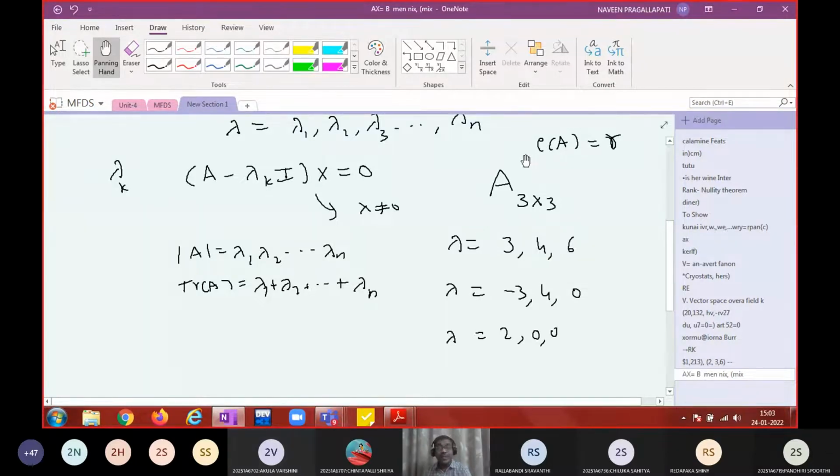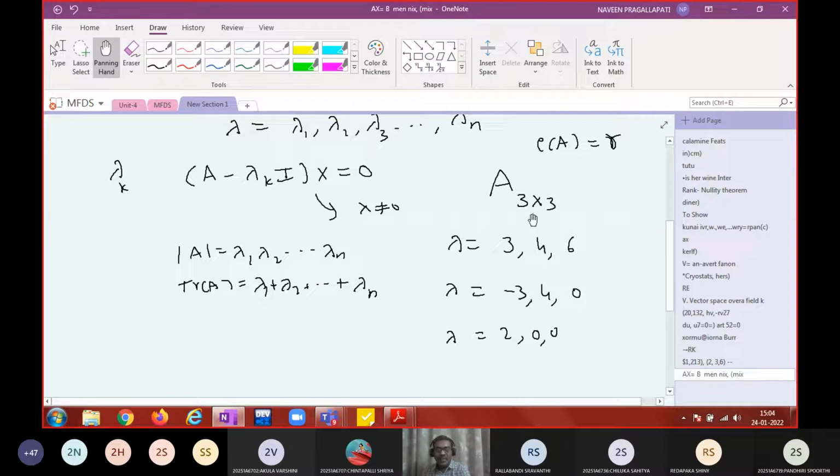Yes, sir. But you can find out the rank of the matrix through eigenvalues also. You count the number of non-zero eigenvalues. That is going to be the rank of the matrix. You can verify later. In this case, if the order is 3 and all the 3 eigenvalues are non-zero, then the rank is going to be 3.